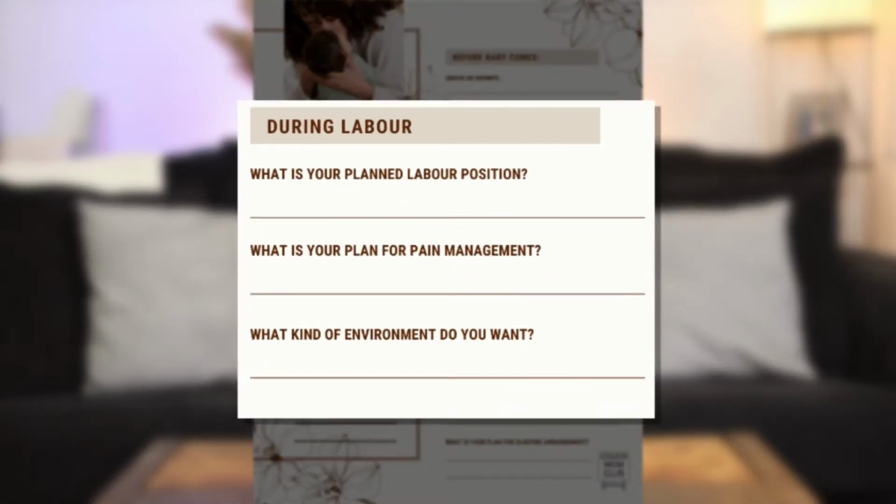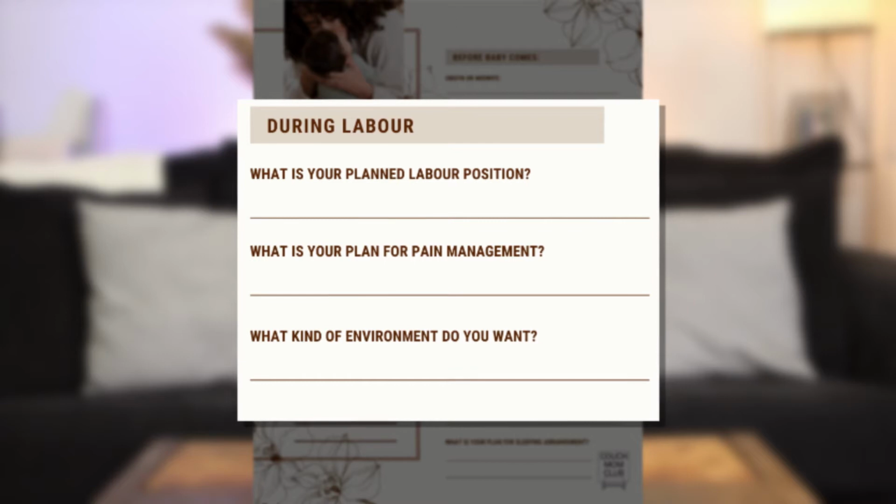The third section of your birth plan is what happens during labor. You want to consider things like what you're going to do to manage pain. For example, do you want to be offered an epidural? In this section, you also might want to include what position you want to give birth in. For example, you do not have to always be laying down on the bed. You have to do whatever you feel comfortable with.